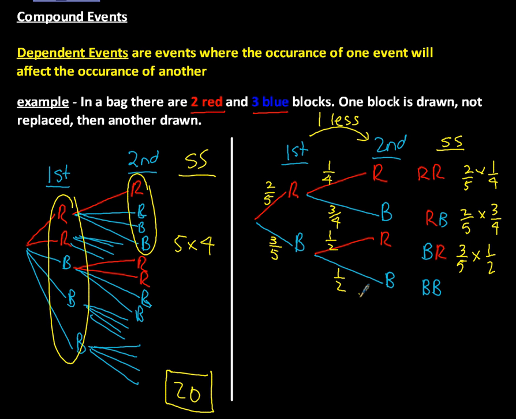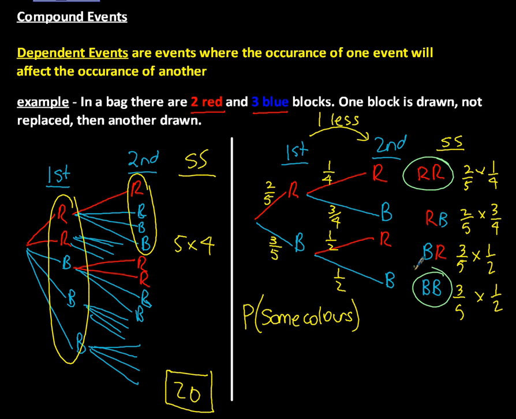And then having a blue and a blue, we've got 3/5 times 1/2. I tend to set questions up like this, so I've got all of these things ready to work with when I need it. All right, so let's say the question was, find the probability of getting the same colours. I think we did this one before. All right, so what does that really mean? Same colours really means we've got a red, red, and a blue, blue. So that means probability of red, red, or blue, blue.